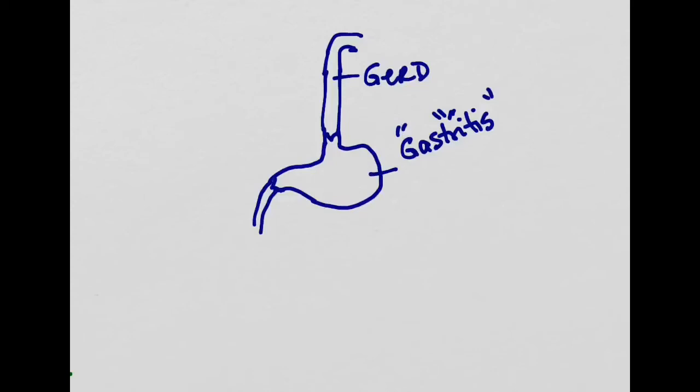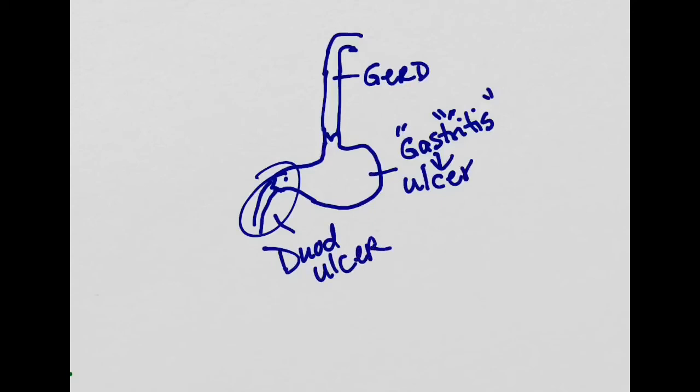Then we have ulcers. So we have a gastric ulcer, and then we have duodenal ulcer. So when you think about, remember the duodenum is over here, so we have a duodenal ulcer. What symptoms are they going to have? Well, it's depending on what is going on.